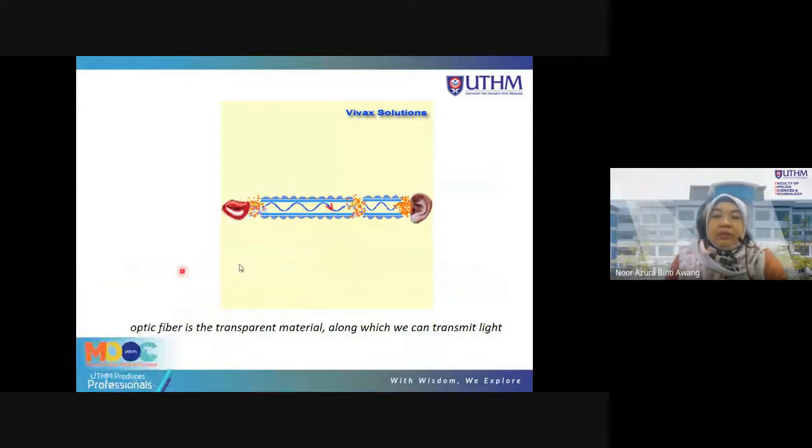Okay, so optical fiber actually is a transparent material along which we can transmit light. A fiber optic is a glass that can transmit light, or can pass the data from the sender to the receiver.